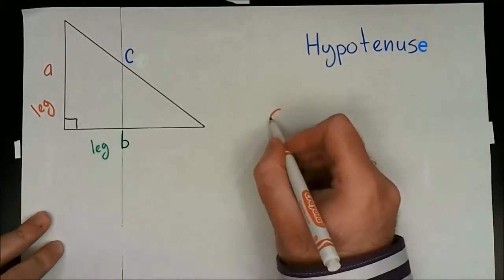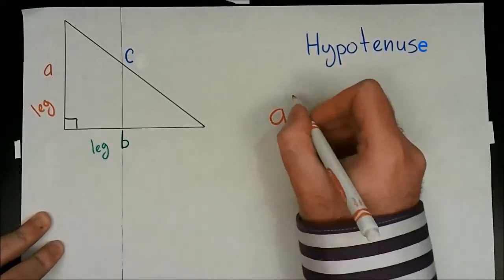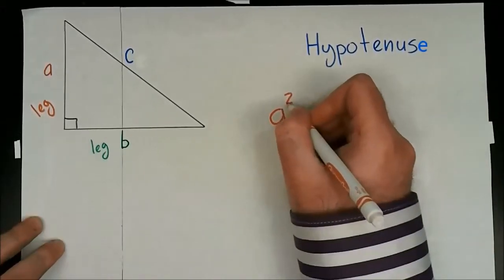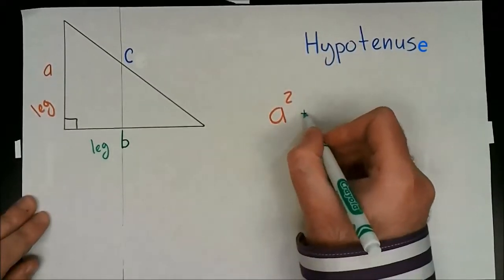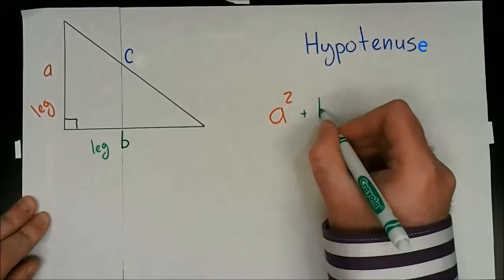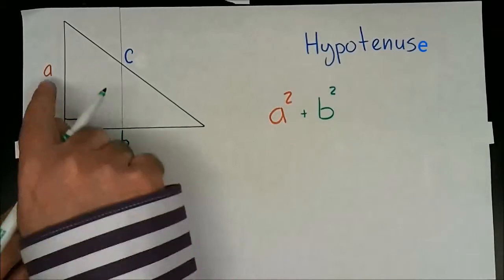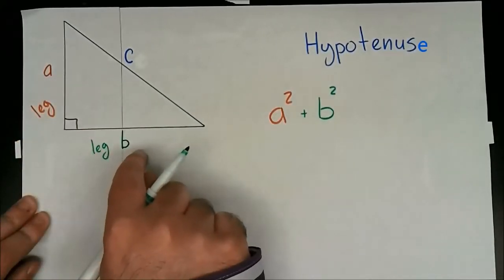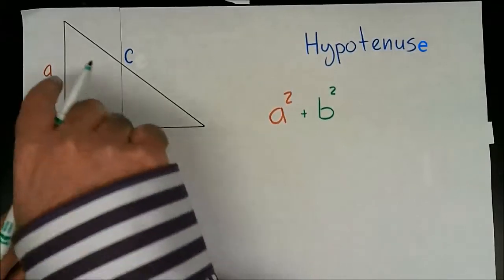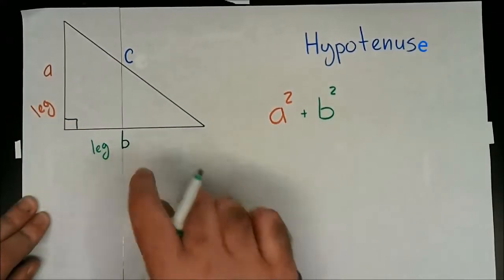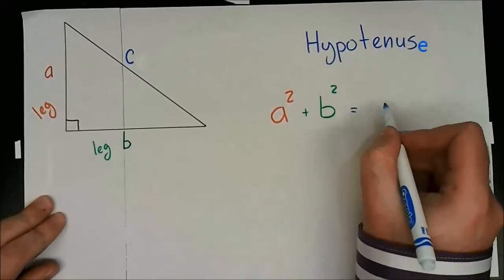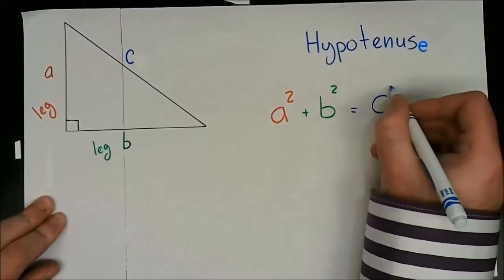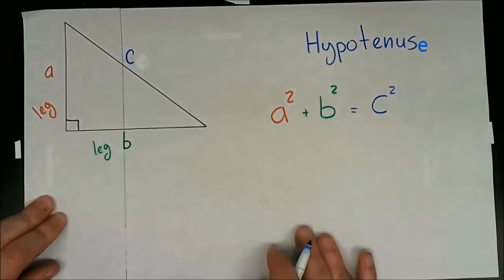If you take the square, or the second power, of leg A, so A to the second power, and you add to that the square of leg B, so if you sum the powers of 2 of the 2 legs, so A times A plus B times B, in a right triangle, they will always equal the square of the hypotenuse, the long side.